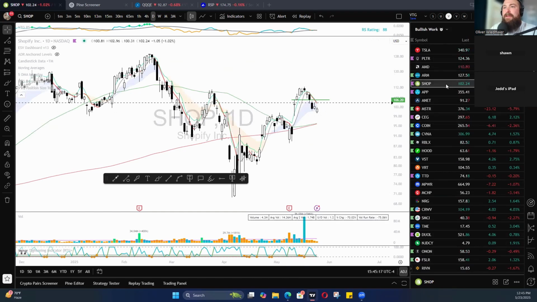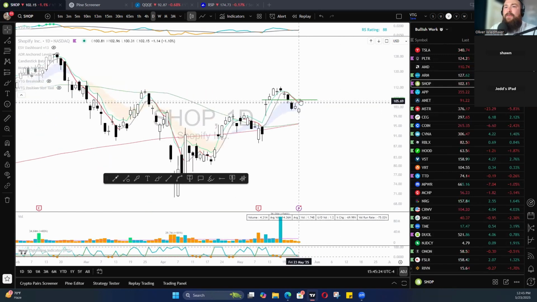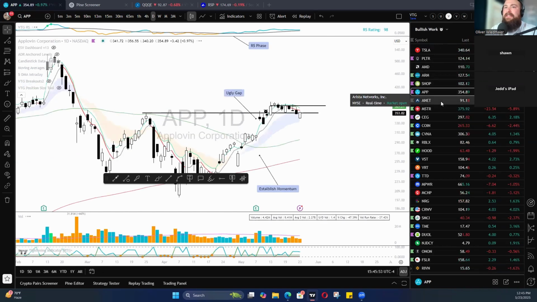So for example, this shop, right? I had this pink as my focus list. I had this as a focus list coming in today. If it would have broken out the high of that big gap up day. This is starting to break down. It's starting to lose relative strength. So this is something that I would kick off. Maybe keep it in the bullish work, but definitely would not flag this as green or pink. So this wouldn't be on my watch list or my focus list. It would be on that wider watch list, which I'm not really looking at every day. I'm looking at the ones that are flagged every day.